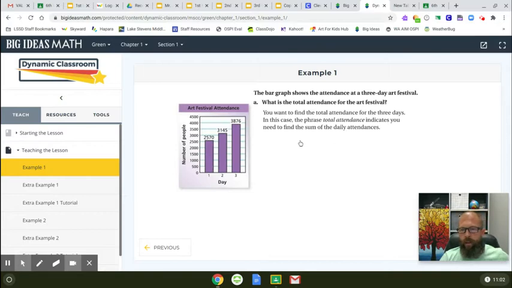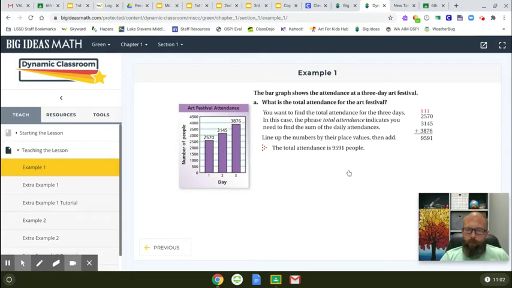All right, so you want to find the total for 3 days. In this case, total means find the sum. Sum also means add. So in your notes, I've got an example that you want to remember. Sum means add them together. So line them up like I said. Add up this one, then this one, then this one, then this one, and you get 9,591.